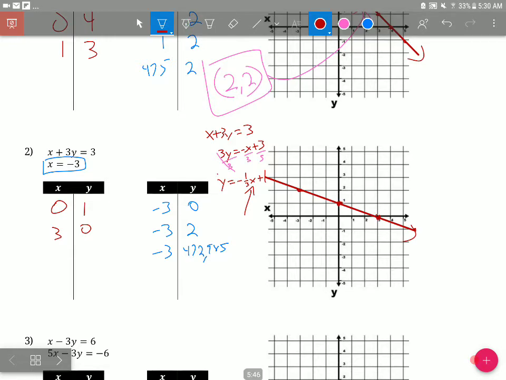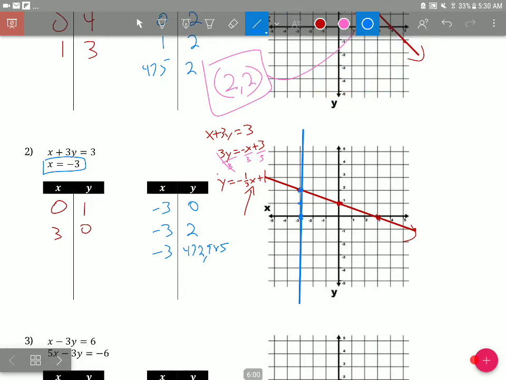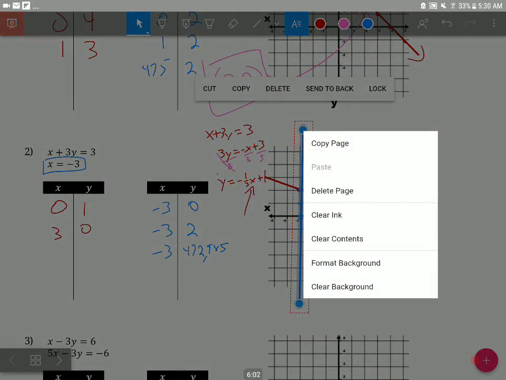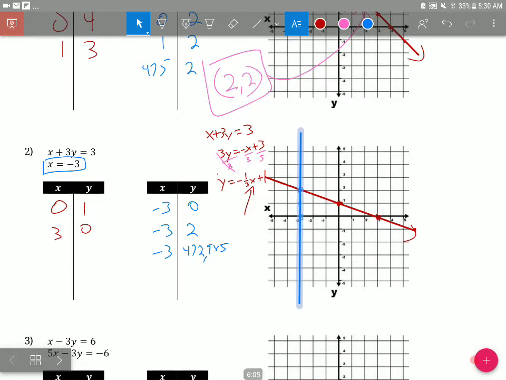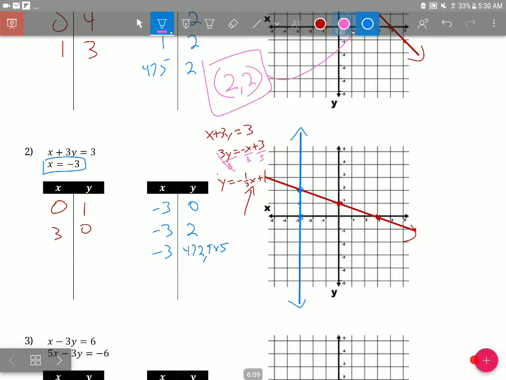The blue one, let's do the blue one. Negative 3, 0. Oh look, negative 3, 2, negative 3. That's that vertical line right there. I missed. Stop it. There we go. And so this one you can see is right there. All right, at 3, negative 2, negative 3, 2. That's your answer.